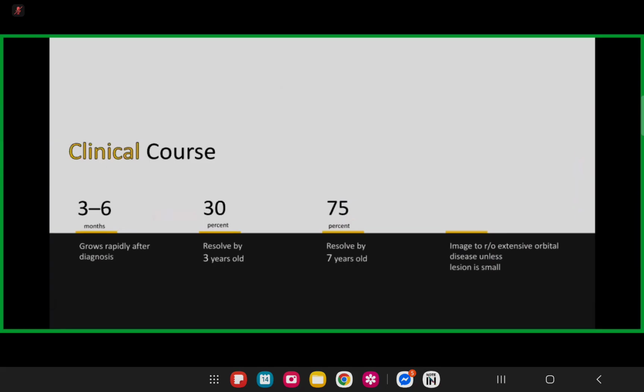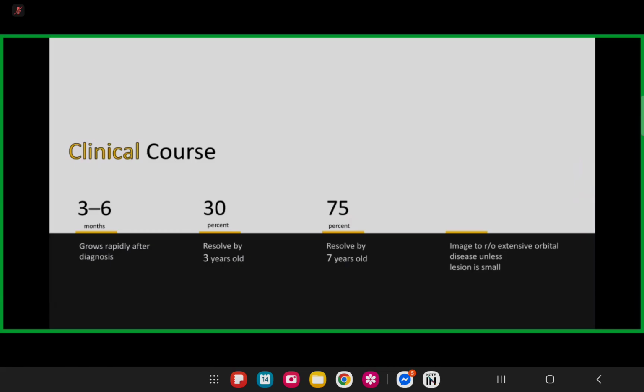So once again, it's common in the first 3 to 6 months, but it grows rapidly. 30% resolve by when the patient reaches 3 years old. More resolve by 7 years old. So as mentioned, at 6 to 7 years, it will regress. But not everyone will have regression. So about 75% of patients with capillary hemangioma would have resolution by 7 years old.